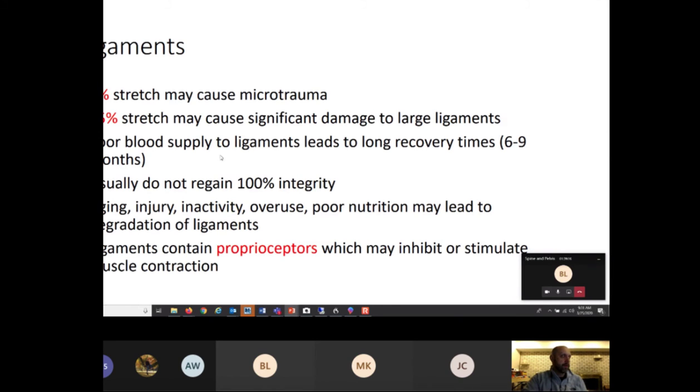We talked about how ligaments are slow to heal, and they generally don't regain 100% integrity because of the poor blood supply. And as far as something unique about these, there are quite a few proprioceptors in there that can help you with the rehabilitation of your patients.